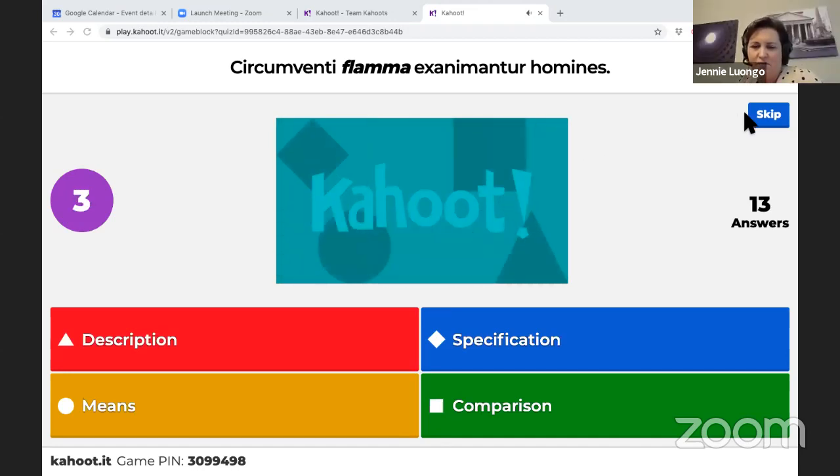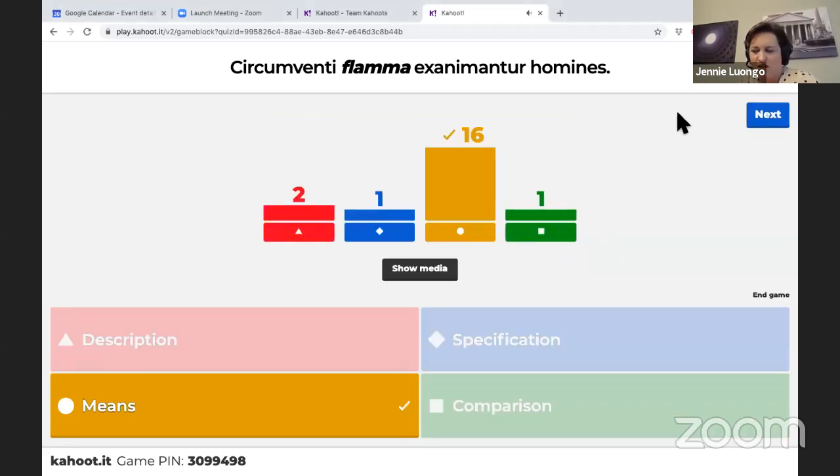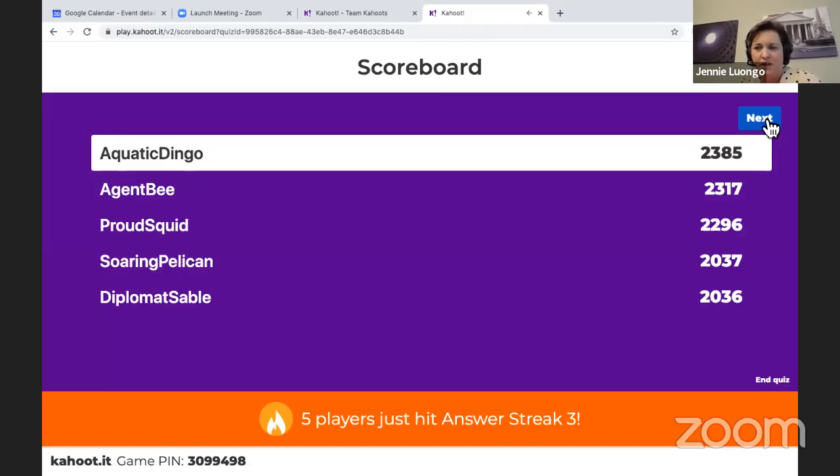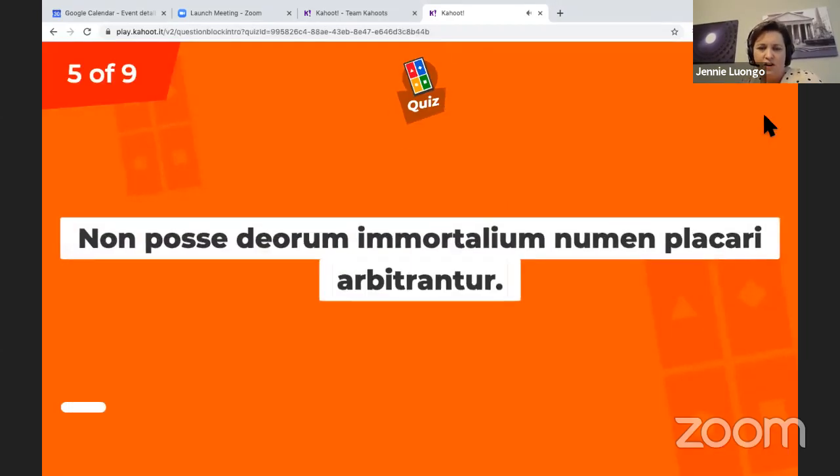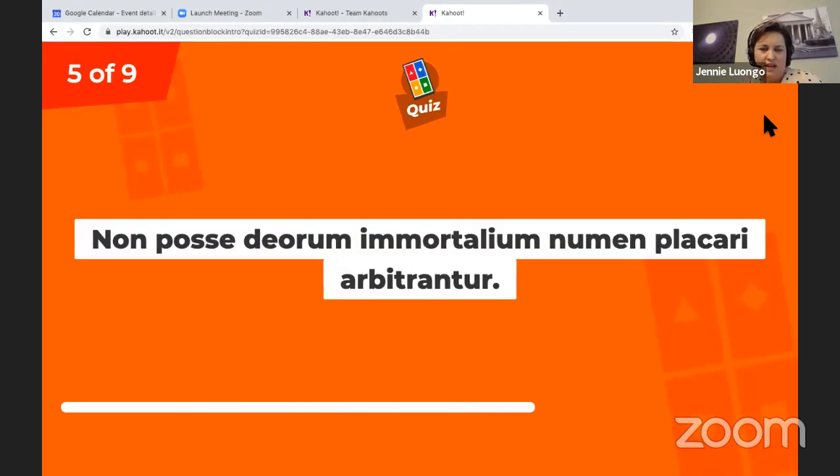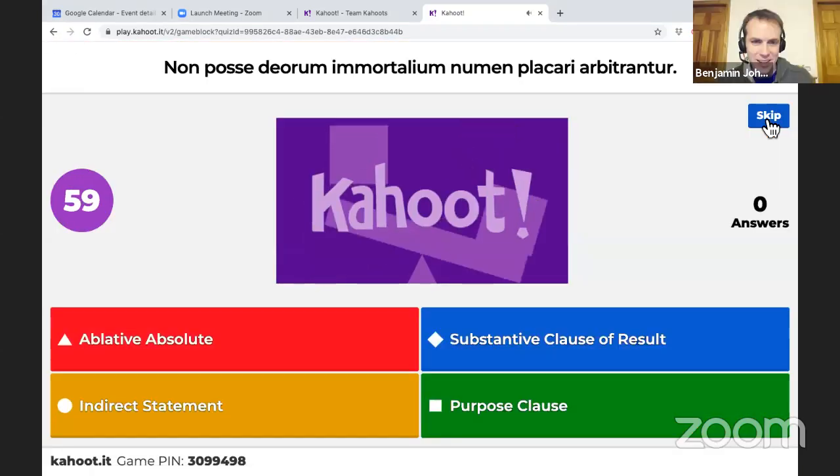All right, if you haven't picked one yet, go ahead and pick one. I'm going to go ahead and end that one just because we're getting short on time. So most people got that right. That's an ablative of means. They were surrounded by flame. All right, and now we're going to do some sentences.